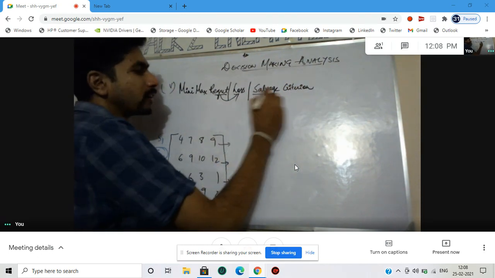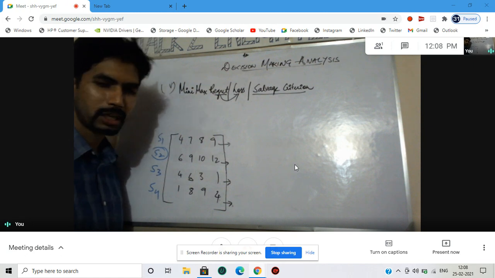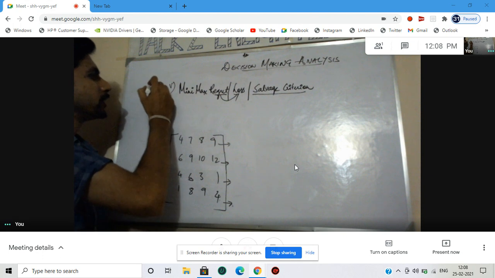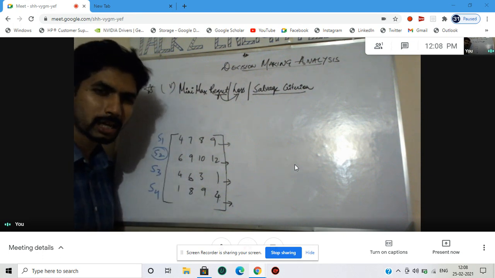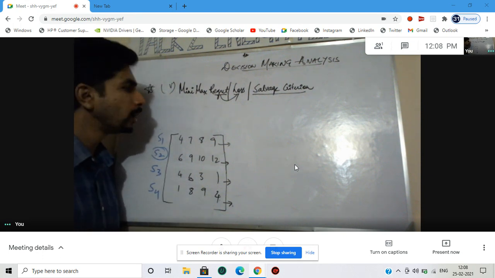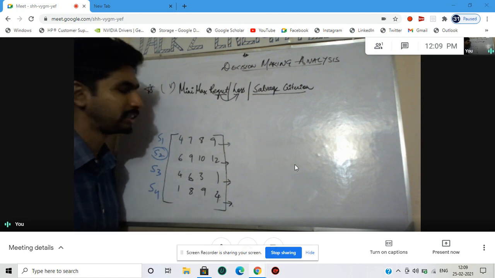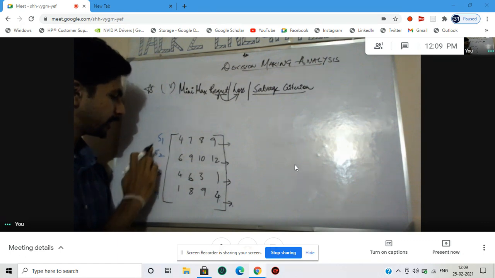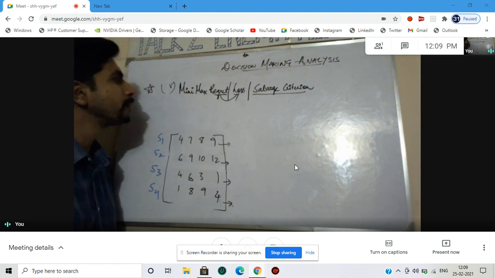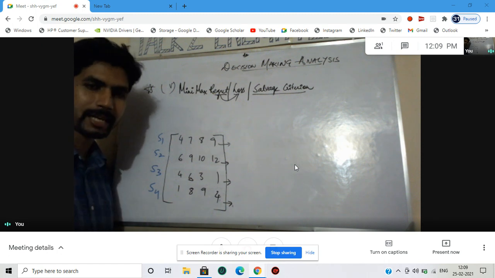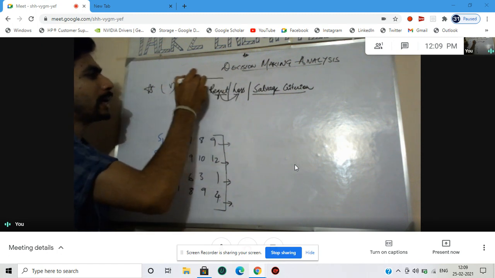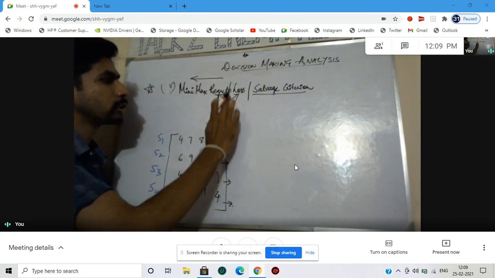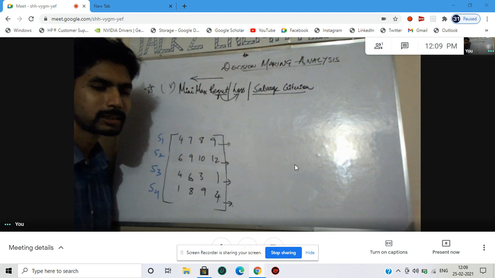Salvage criterion. If you see in the examination, most of the times this particular criterion is repeatedly asked. So I will tell you how you can solve this particular problem under minimax regret. For all the cases, ensure that you put an arrow mark like this. We are working backward. Minimax regret, or loss, or salvage criterion.